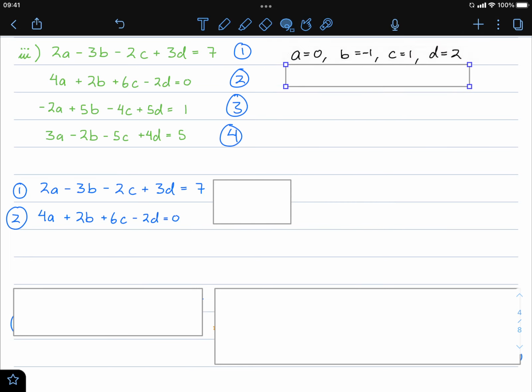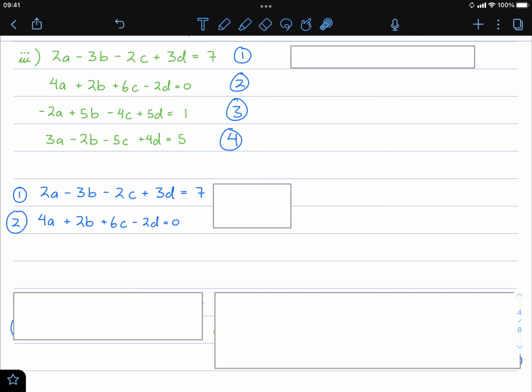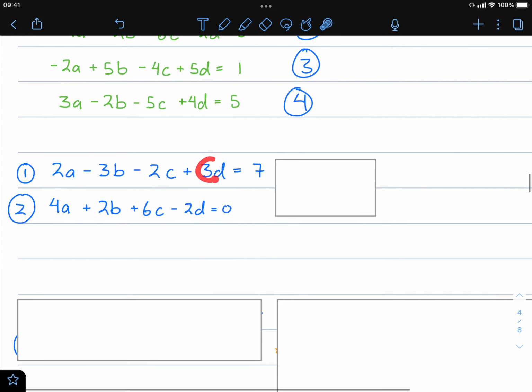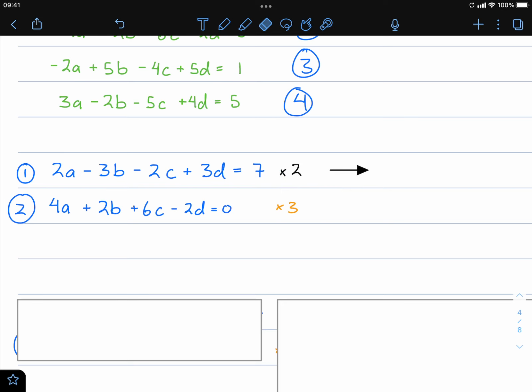Similar to the one before, we have to take everything in pairs. To keep things simple, I just pair 1 and 2 first, and I choose to eliminate the last variable in the line. So in this case, I'm going to eliminate D. We need to make this one and this the same coefficient. So for this, I need to multiply by 2 and multiply this by 3, like so.